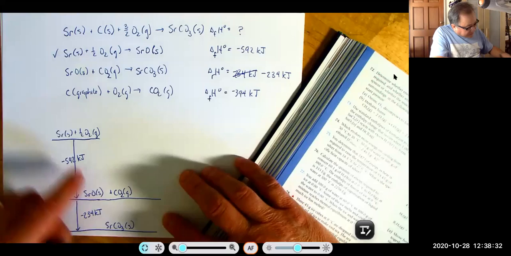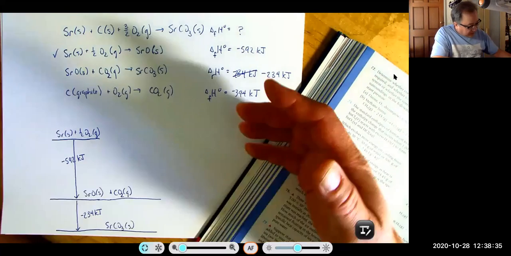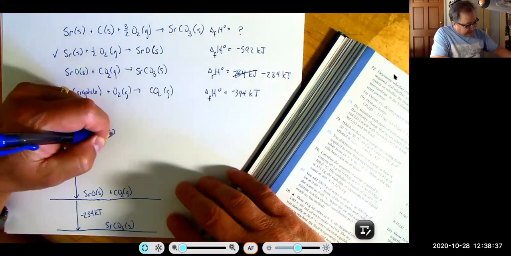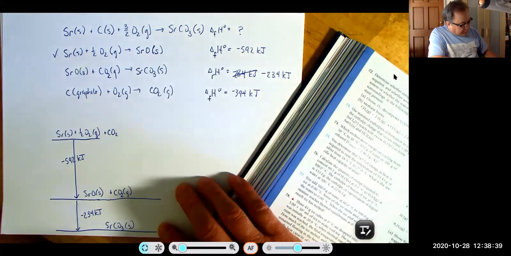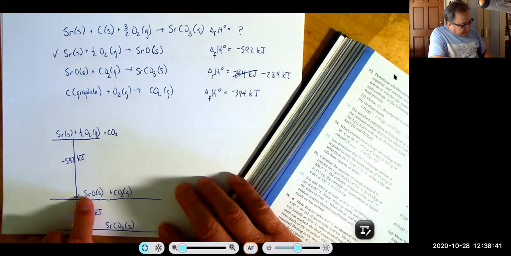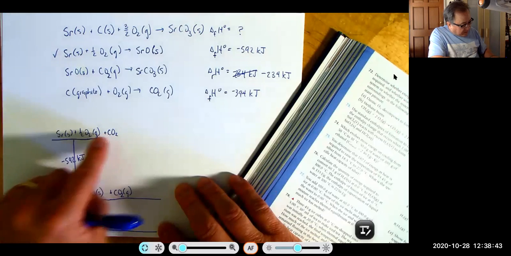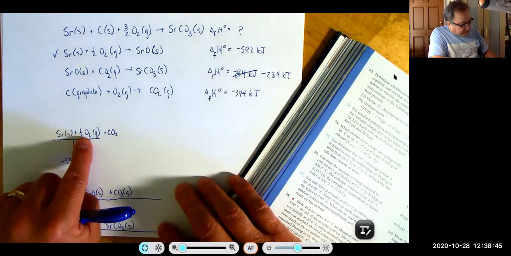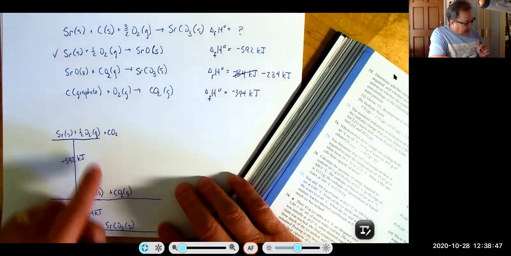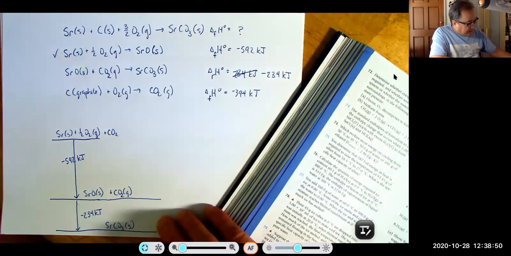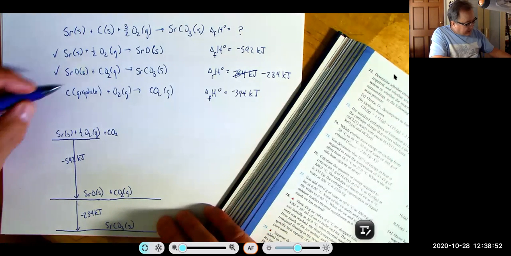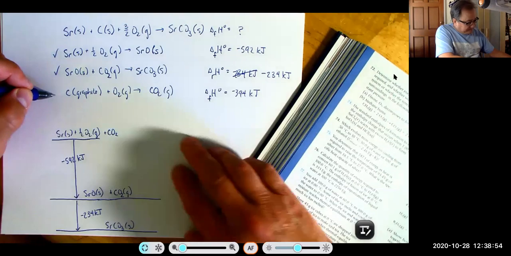Are these balanced with this above? And the answer is no. We've got to put a CO2 in here, and I think then it would be balanced. One strontium, one strontium. One carbon, one carbon. One oxygen plus 2 oxygens for 3 oxygens and 3 oxygens. So I've got that equation in. Now let's put this equation in.